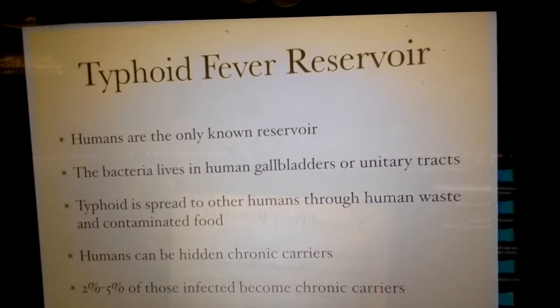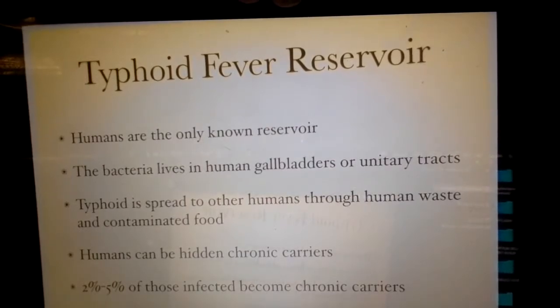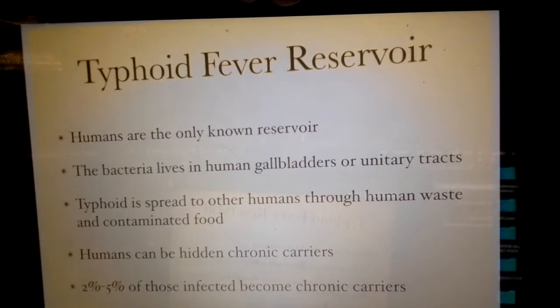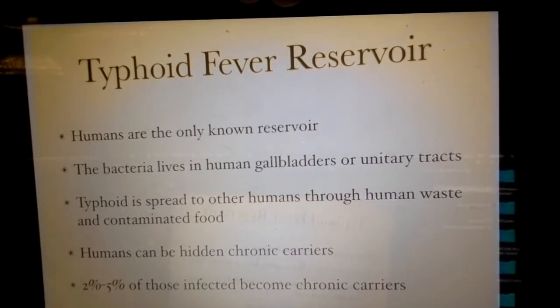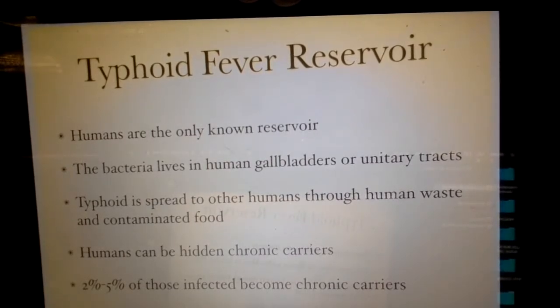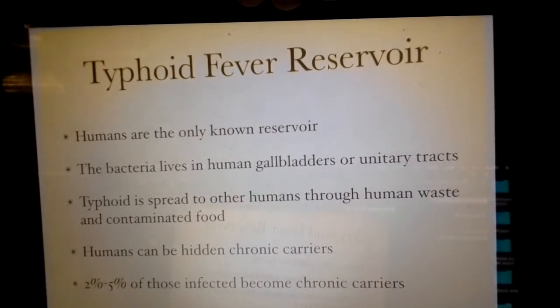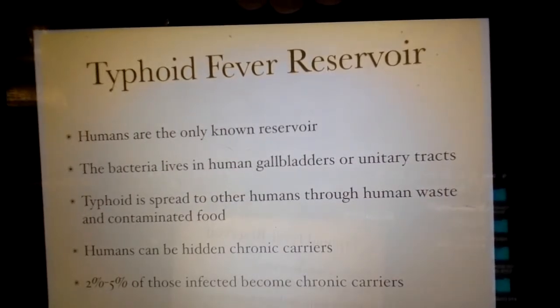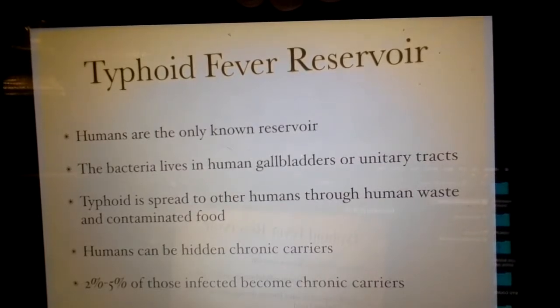Once someone is infected, the bacteria will live in their gallbladder, or less commonly the urinary tract. Because humans are the only known reservoir, humans have to infect other humans for the disease to spread. Typhoid fever is spread through human waste and contaminated foods. Humans can also be a hidden reservoir for the disease. Hidden or chronic carriers of typhoid fever will show no symptoms of the disease, but they still have the bacteria in their systems and will be able to infect others.